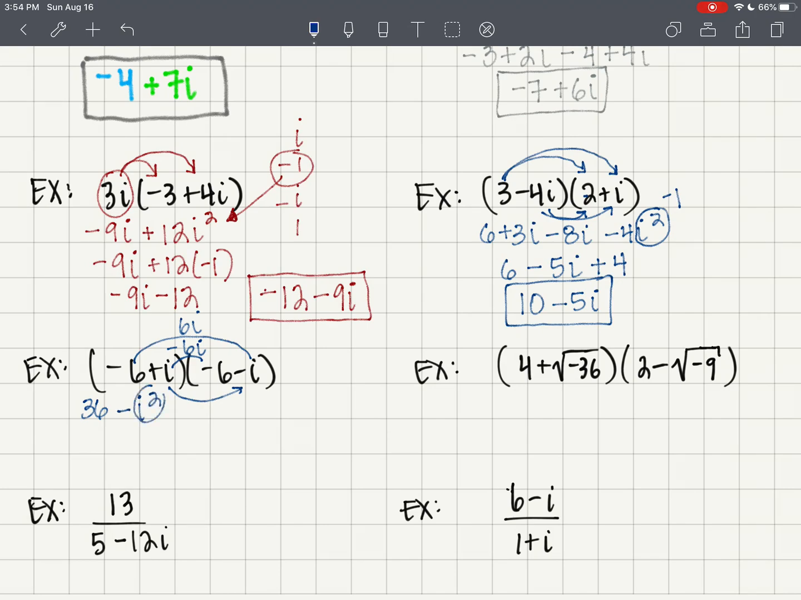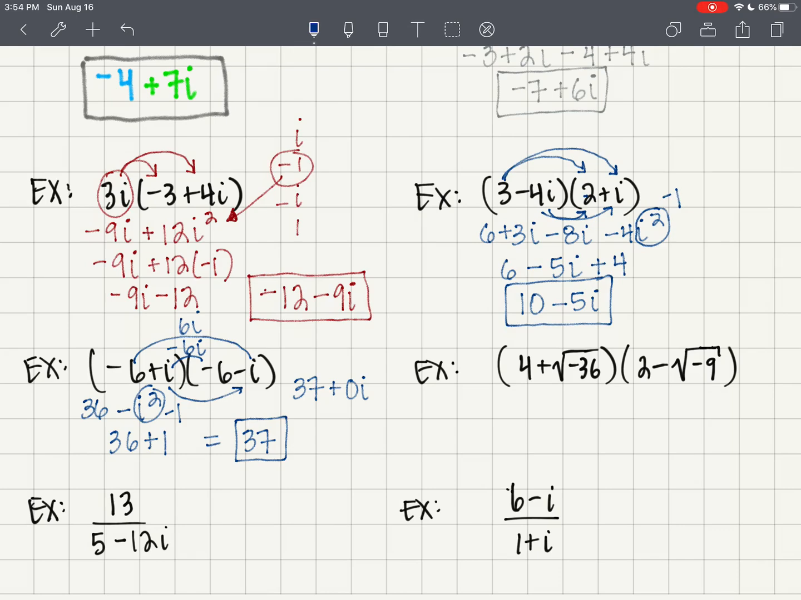And remember that i squared is -1, so minus a negative is a positive. So 36 plus 1 gives us 37. And that is still a complex number. We can consider that a complex number. It's just that the imaginary part is 0. And whenever you have 0 times anything, you know that you don't have to write it.